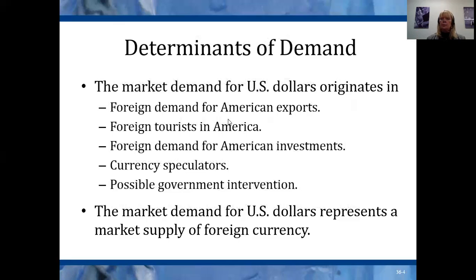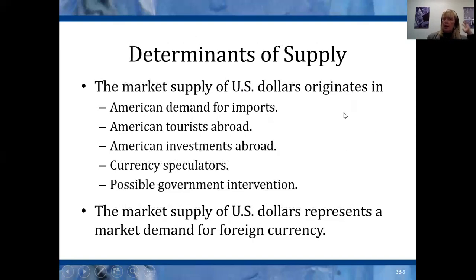So these are all the determinants of demand for the US dollar. Let's look at the determinants of supply. For supply, it all works in the opposite direction. We supply dollars when we, here in the United States, buy things that are made and produced in other countries. So when we buy imported goods, we supply dollars, we sell our dollars to buy that foreign currency, the euro or the yen or the yuan or whatever currency it's priced in.